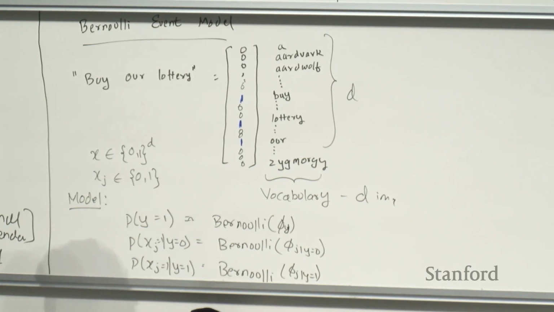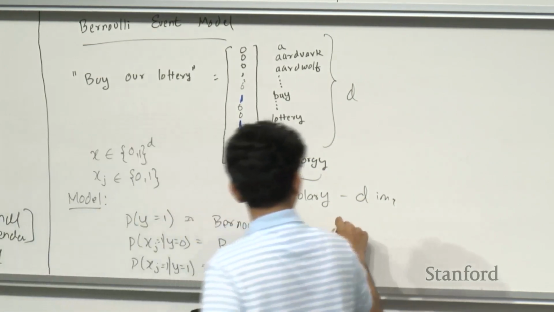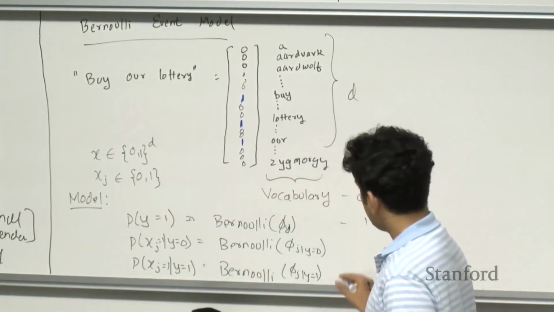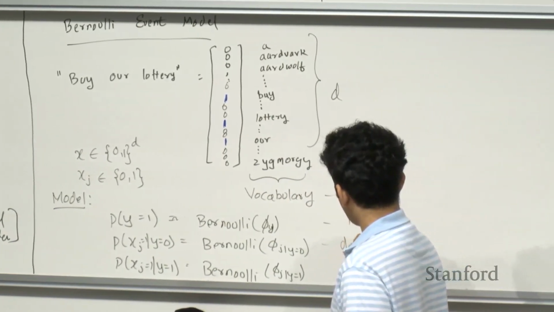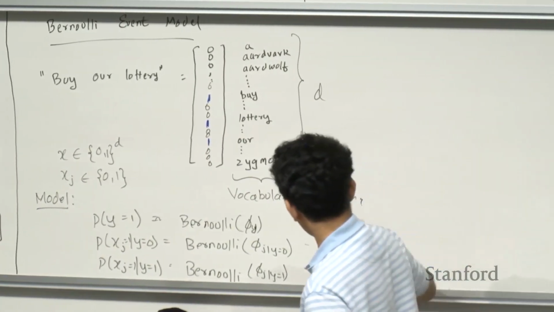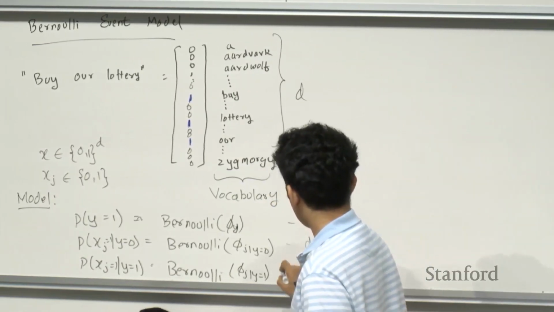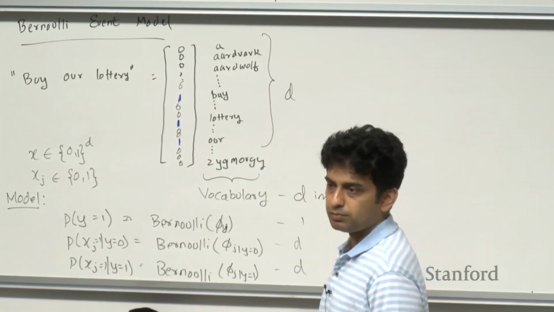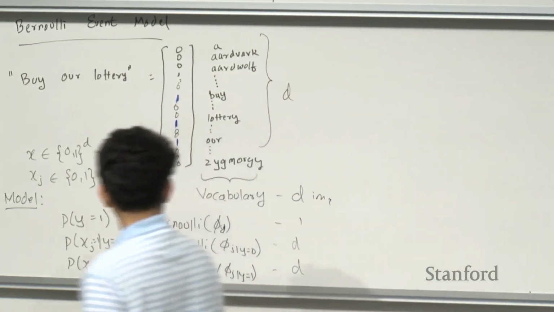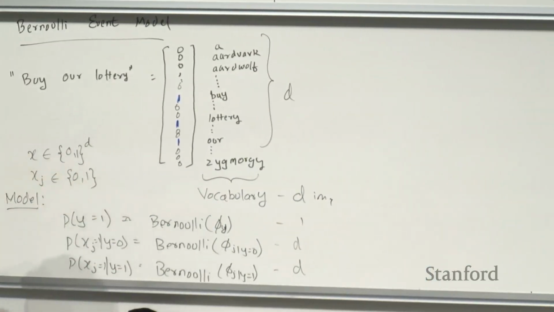So what's the number of parameters here? Here we have one parameter, here we have, technically we have d minus 1 parameters. No, so here we have d parameters, and here also we have d parameters. So 2d plus 1 parameters. Good question. Does it make sense?